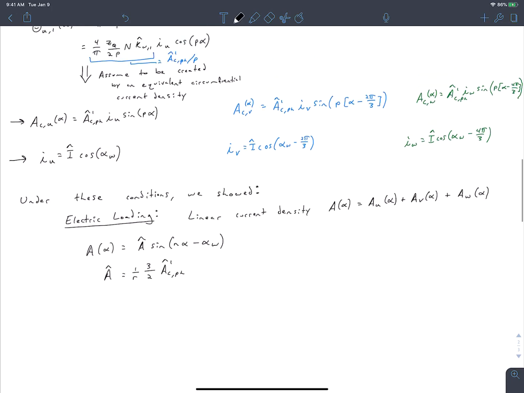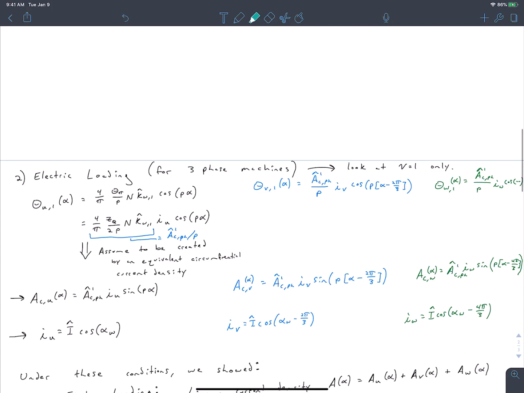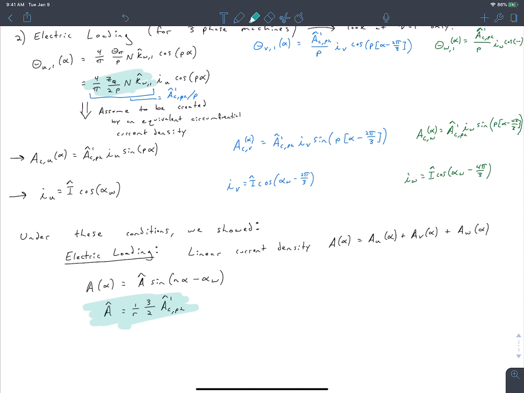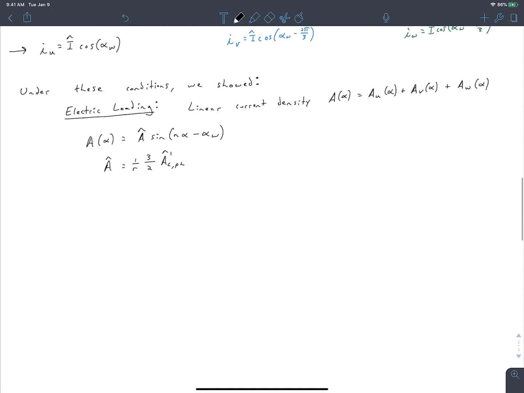So what we're going to do now is we're going to take this expression right here, and we're going to plug in this quantity into it to get an expression for our electric loading in terms of our winding factor and the slot current in our slot. And when we do that, we get the following. We get this expression, which is one of the more important expressions that we'll derive in the class.